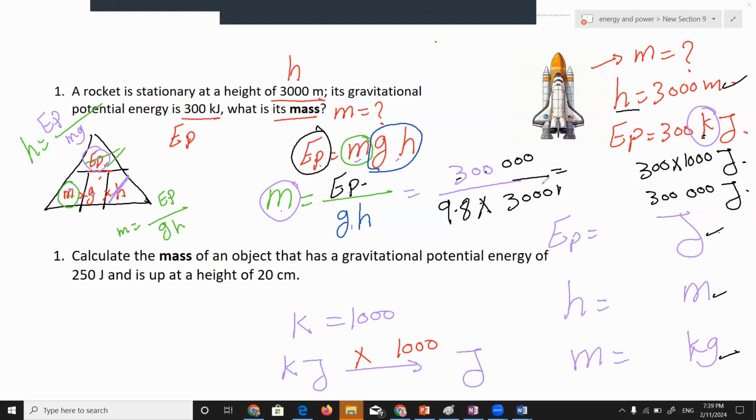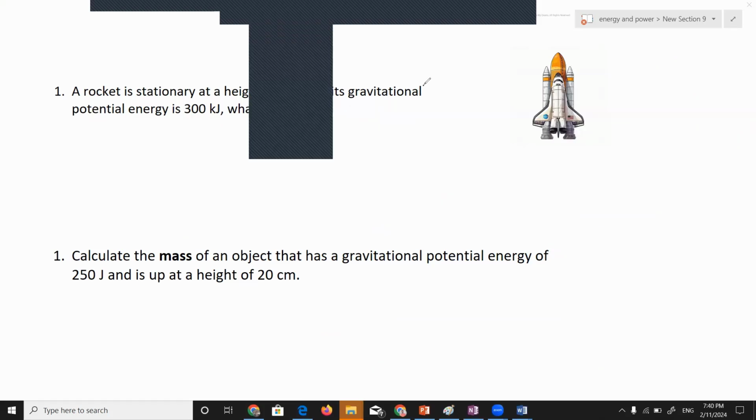Then you can use your calculator and figure out the answer, and the answer at the end will be in kilogram. So now the gravitational potential energy is 300,000 joule divided by G, which is the 9.8 constant number. You need to know it, okay? And this will be times the height, which is 3,000 meter. So the answer would be 10.2 kilogram. I hope you got this.